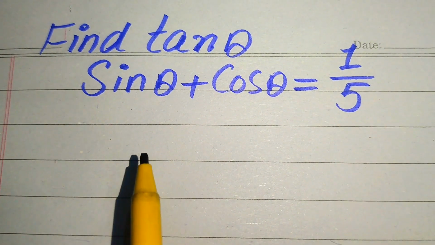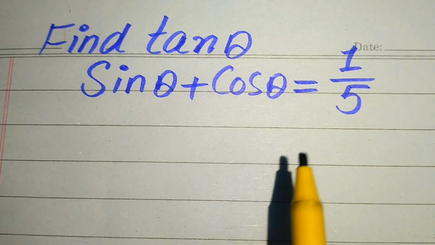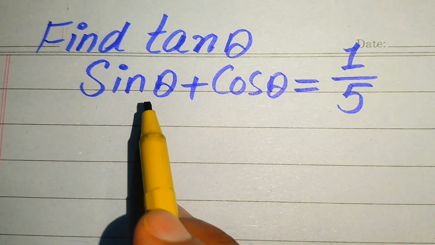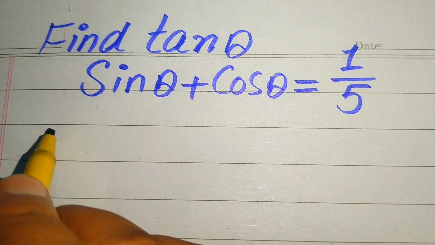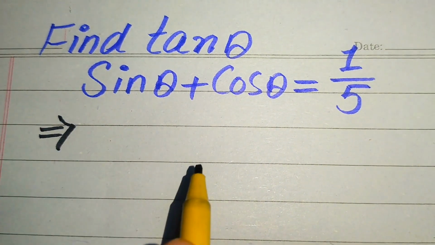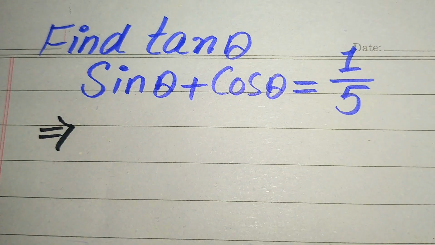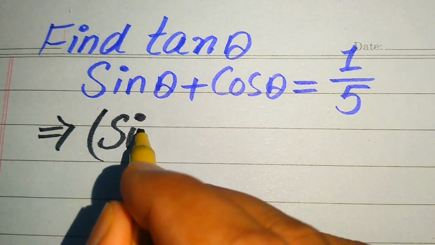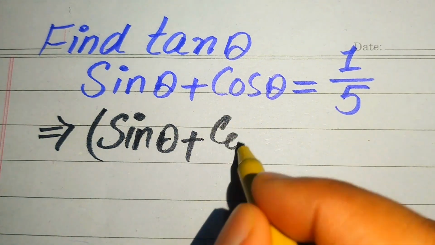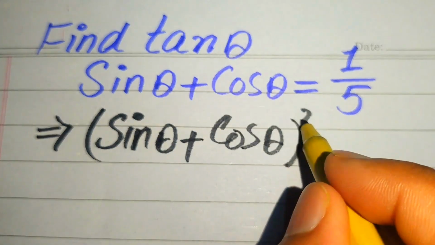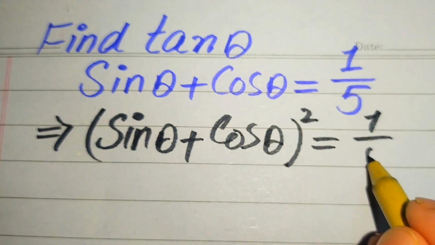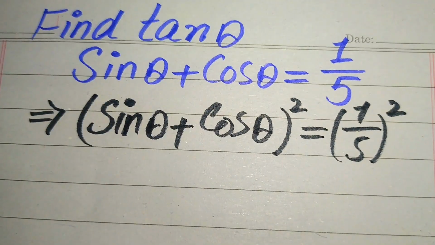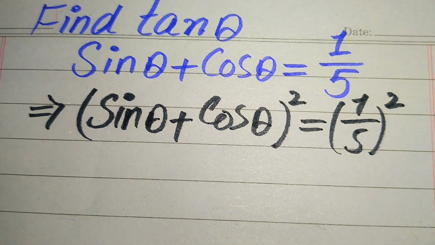So we have sine theta plus cos theta equals 1 over 5, and we need to find the value of tan theta. The very first step is to square both sides, and it is written in this form: sine theta plus cos theta, whole square, equals 1 over 5, whole square. Further, we use a nice algebraic formula.